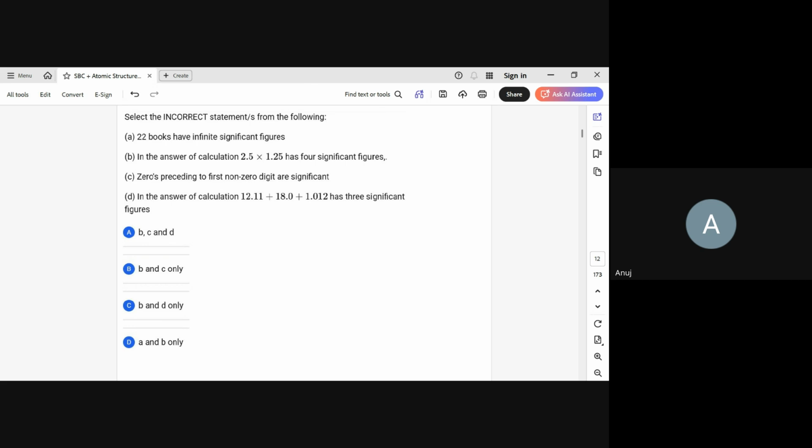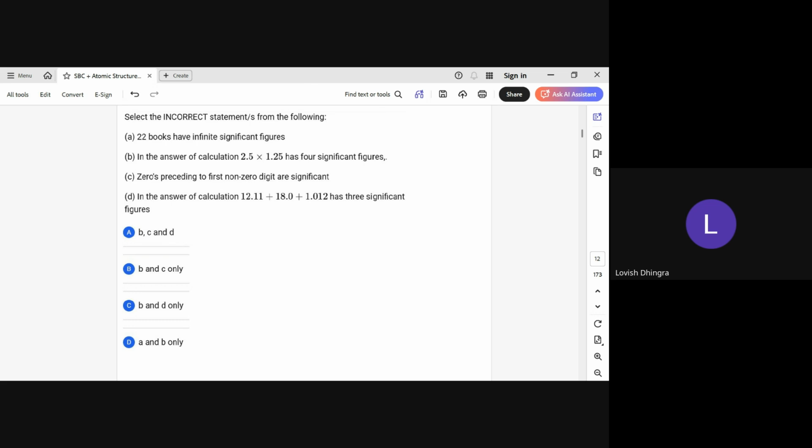I think everyone answered between A and B. What will be the answer? The answer will be B. Most of you have given the right answer, except one or two. So we will discuss this.